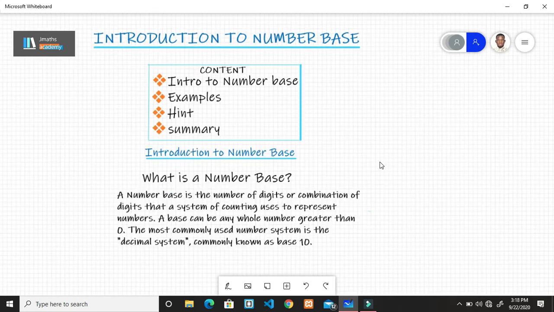Introduction to number base. What is a number base? A number base is the number of digits or combination of digits that a system of counting uses to represent numbers. A number base can be any whole number greater than 0, and the most commonly used number system is the decimal system, commonly known as base 10. So basically, if you have a number base problem, a counting system is used to convert the number of digits or combination of digits into another base number.